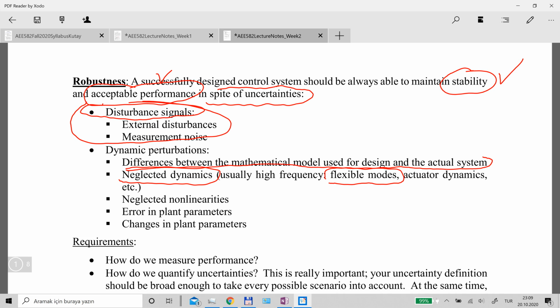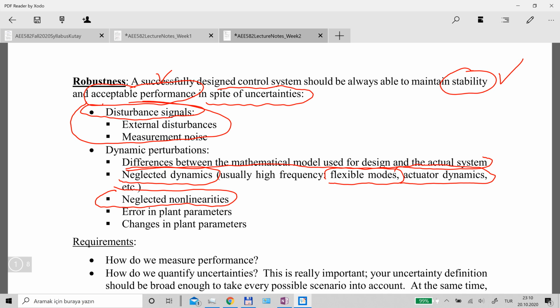And also in aerospace engineering, we most of the time neglect actuator dynamics. When you're controlling an aircraft, you do that through the use of aerodynamic control surfaces like elevator, aileron, and rudder, and those have their own dynamics. They are actually second order systems. But usually most of the time these dynamics are a lot faster than the dynamics of the aircraft itself. So it is usually a very good idea to neglect these dynamics. But nevertheless, these dynamics are present in the system, and when you neglect them in your mathematical model, this will also represent an uncertainty in your system. The next one is neglected nonlinearities. Obviously your mathematical model will be linear.